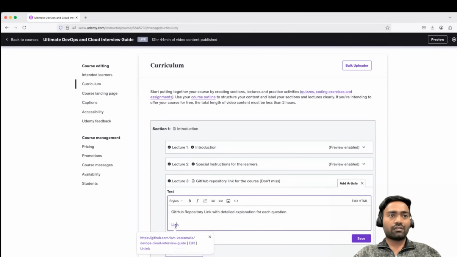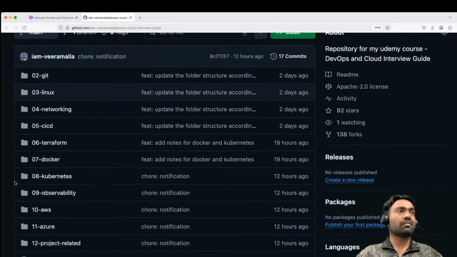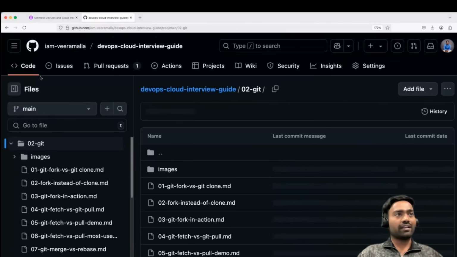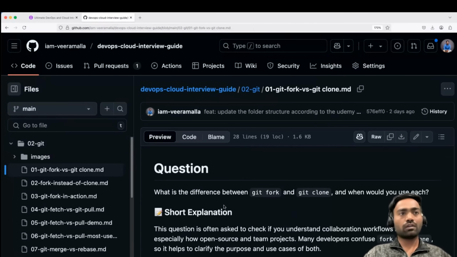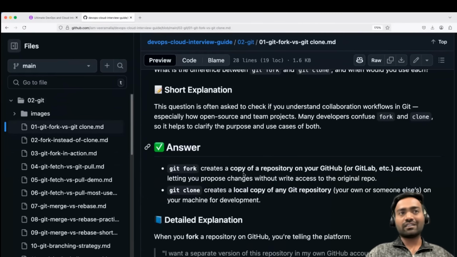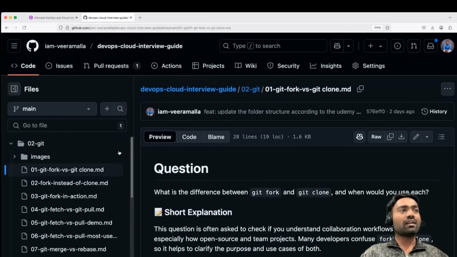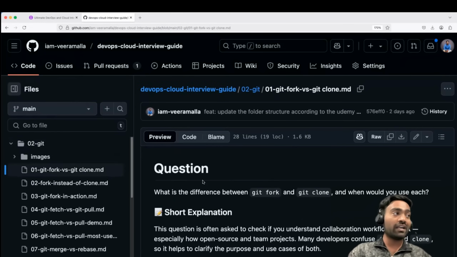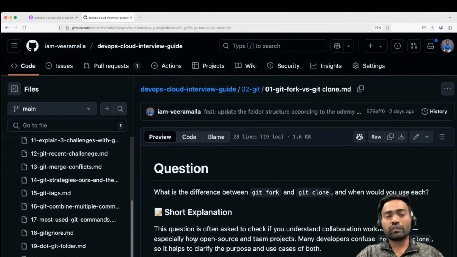everything that you see here. So this is the repository. You can go to lecture 3. And if we go to Git, for example, I will show you the notes for Git fork versus clone. So you will see the short explanation. You will see the answer. You will see the detailed explanation. And if required, you will also find architecture diagram for the same. This way, for each and every question, you will find dedicated notes.